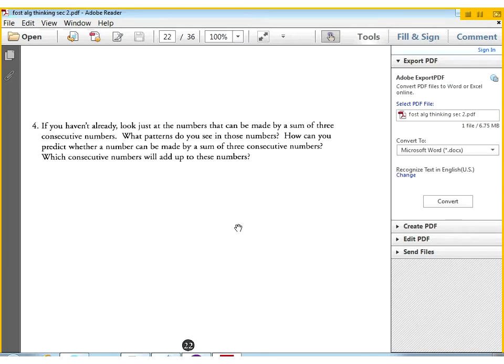Okay, so number 4 says if you haven't already, look at just the numbers that can be made by a sum of 3 consecutive numbers. What patterns do you see in those numbers? How can you predict whether a number can be made as a sum of 3 consecutive numbers? I guess we kind of just did a lot.